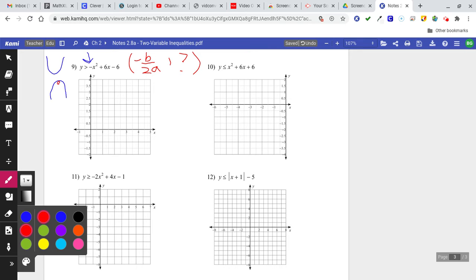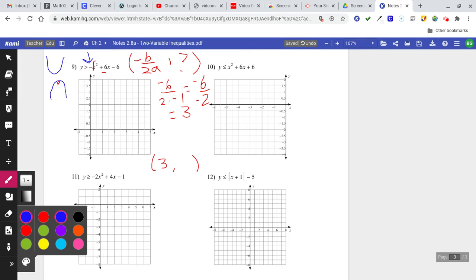So that's what I'm going to do. I'm going to plug those numbers in. Remember, the a number is the number that's in front of the x squared, so that's -1. The b number is the number in front of the x. So I would see the opposite of 6 over 2 times -1. That's -6 over -2, which is 3. So my vertex is going to be 3, comma, something.